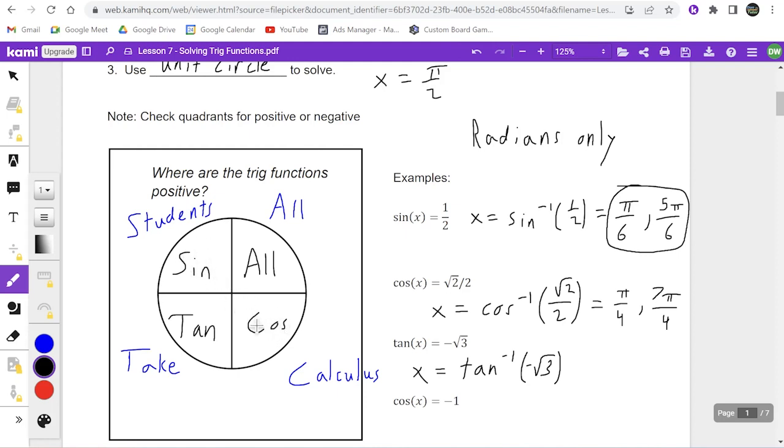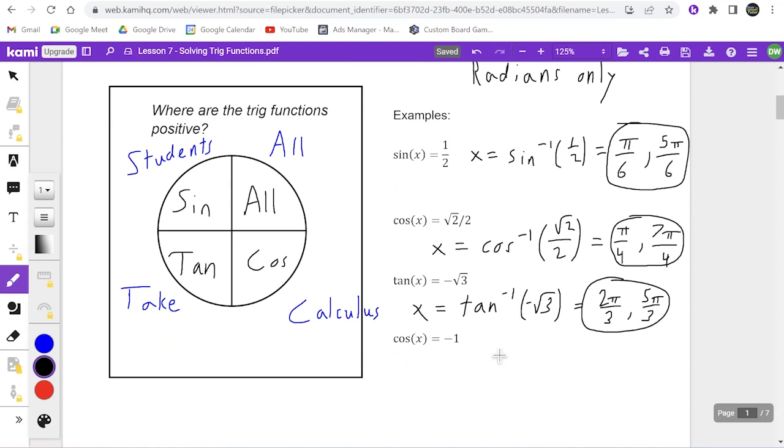that's where tangent's negative, because tangent's only positive in the top right and the bottom left. So in other words, I need quadrants 2 and 4 where it equals root 3. And if you look at a unit circle, that's going to give you 2 pi over 3, and then the other one is 5 pi over 3. Okay, and then just one more for this first page.